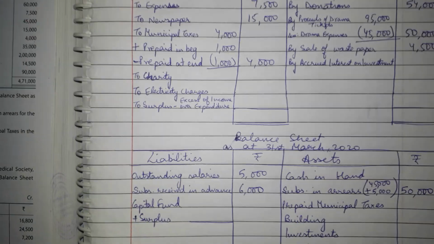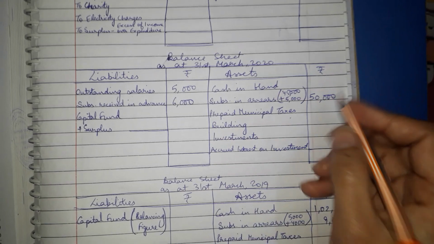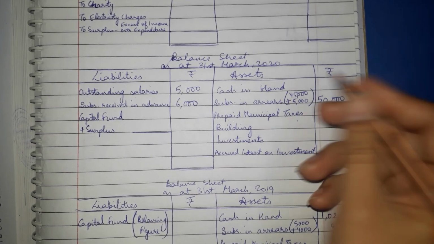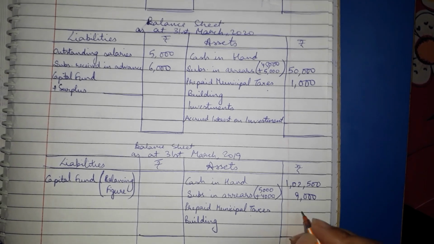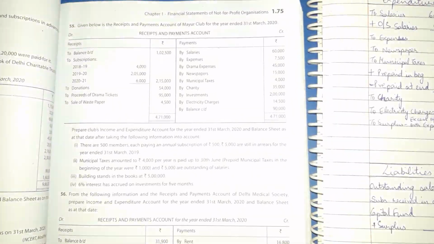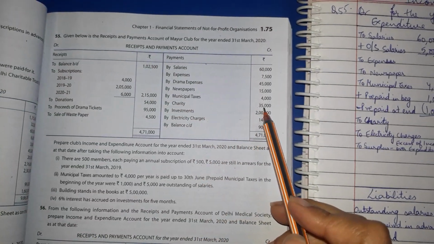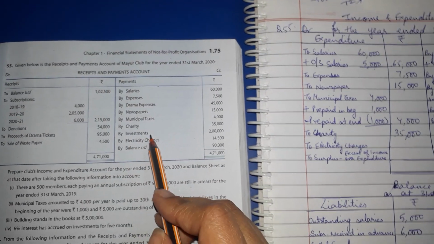Alright, now the same will be shown in the balance sheets. Prepaid municipal taxes for the current year 1,000, so on the asset side. And for the previous year, again on the asset side, 1,000 rupees. Now we see the next item, that is charity. Now we will show it on the expenditure side, charity, no adjustment, nothing. So as it is.